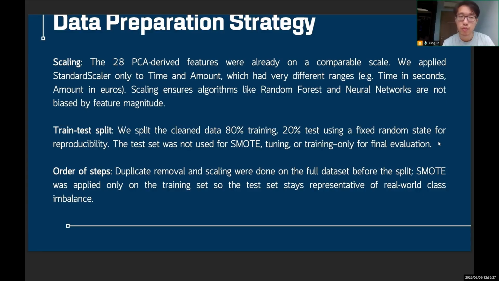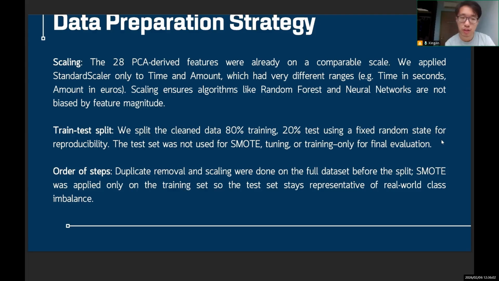Then we would like to prepare the data. First, we scale the data. Since the 28 PCA-derived features were already on a comparable scale, we applied the standard scaler only to time and amount. Also, we split the cleaned data, 80% for training and 20% for testing, and the test set was not used for SMOTE, tuning or training. It is only used for final evaluation.